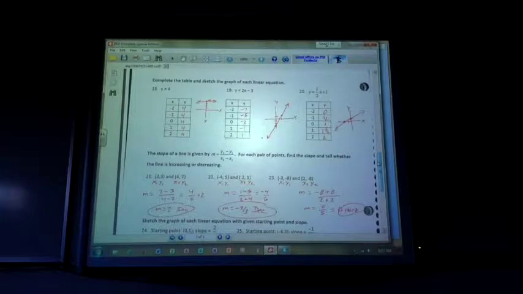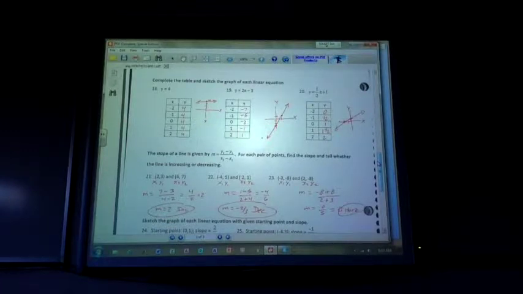It's input, output. Plug negative 1 in, you get negative 5 out. Plug 0 in, you get negative 3 out. Plug 1 in, you get negative 1 out. Plug 2 in, you get 1 out. Again, if you plot it, it's that kind of line. This line is rising. The reason it's rising is because the slope is positive.